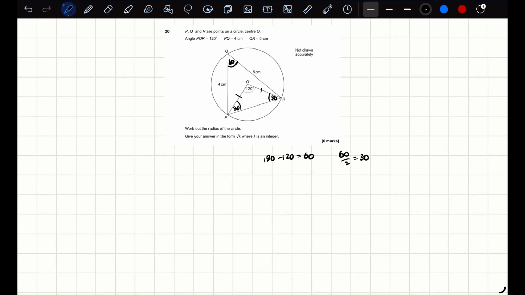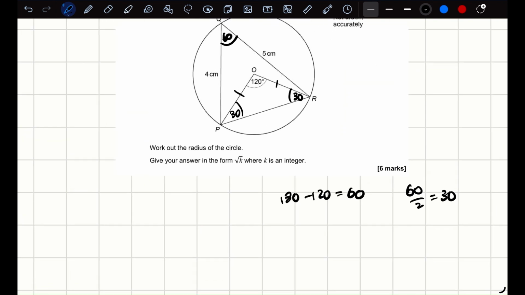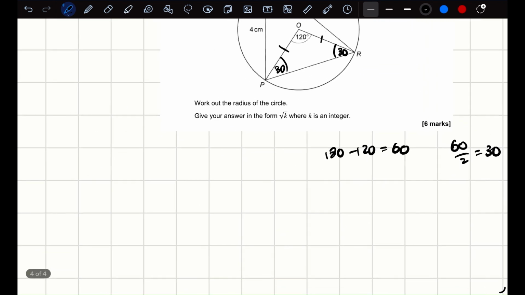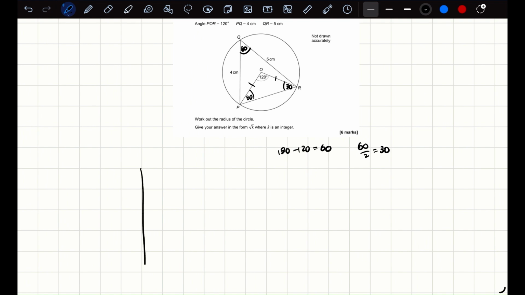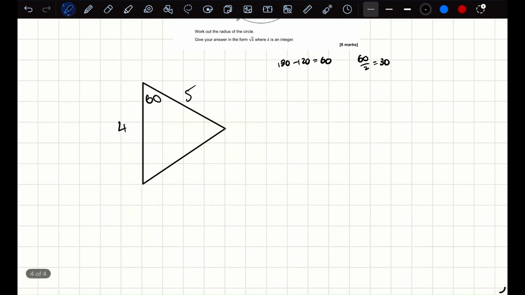Okay, now I'm going to split the two triangles that I can see into separate drawings and see if I can spot anything that will help me solve the question. So I know that that is 60, this is 4, this is 5. Well, looking at this triangle, I can see that I can use the cosine rule, right? Whenever you have two sides and you have an angle sandwiched in between, then you know you can use the cosine rule.